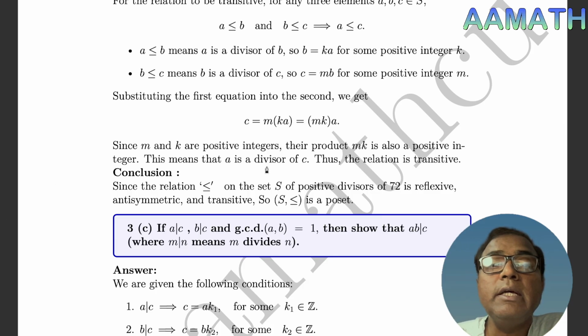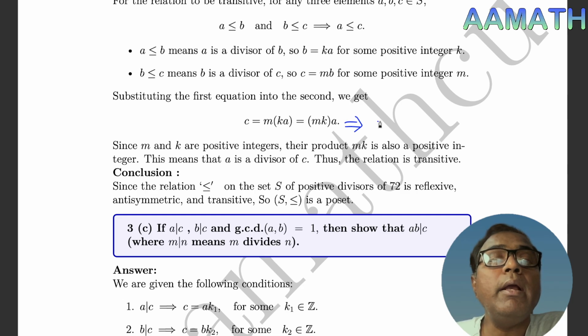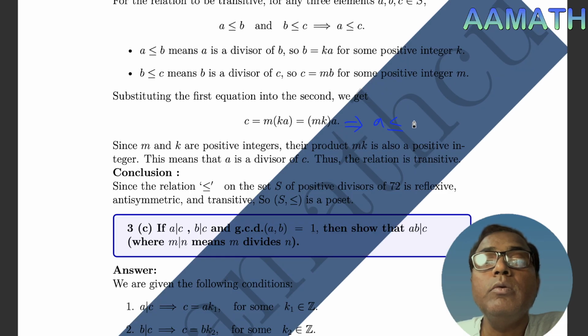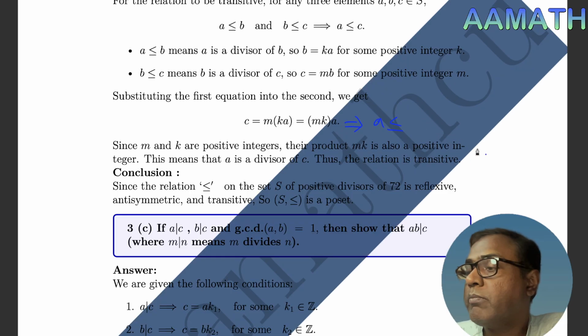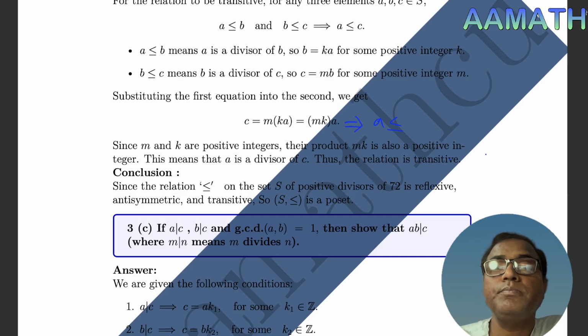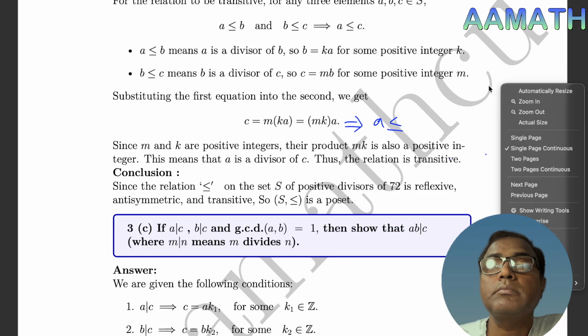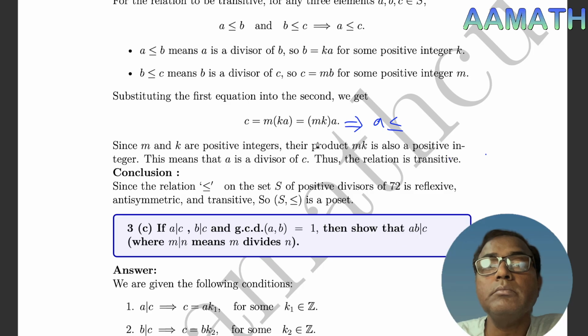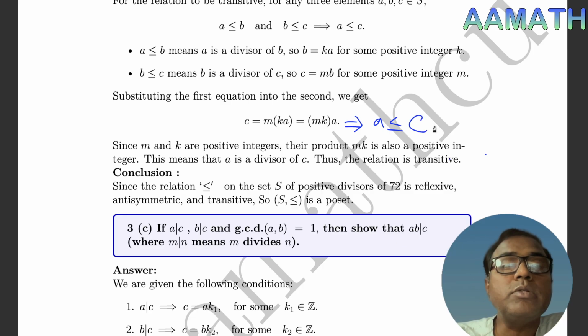So this implies A less than equal to C, A is the divisor of C.